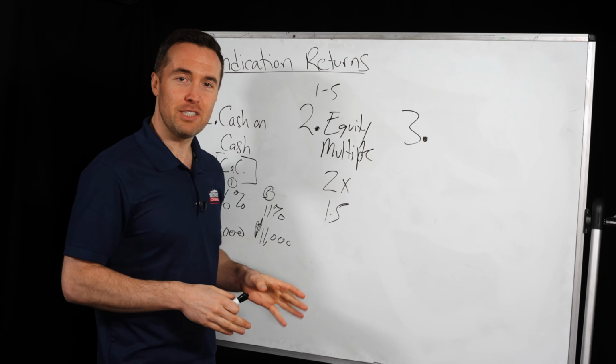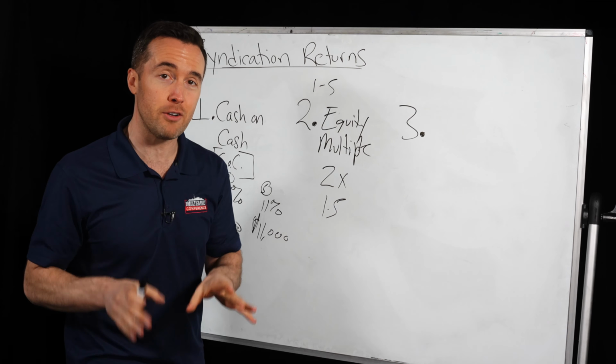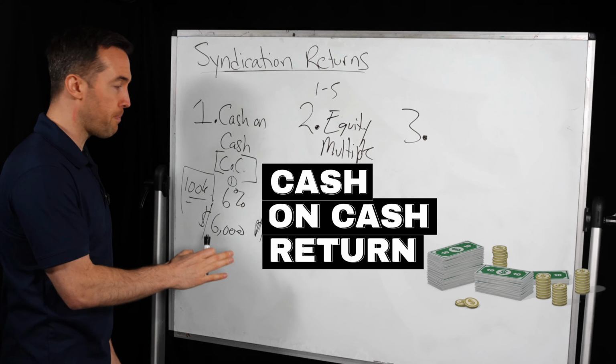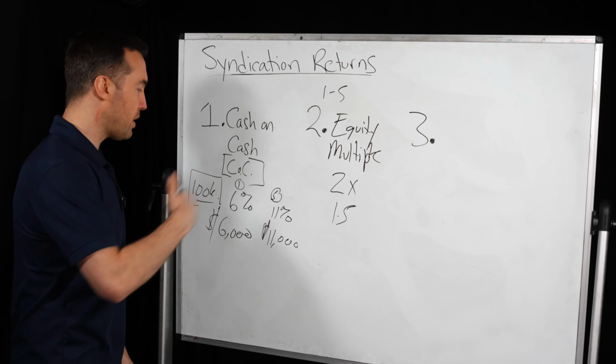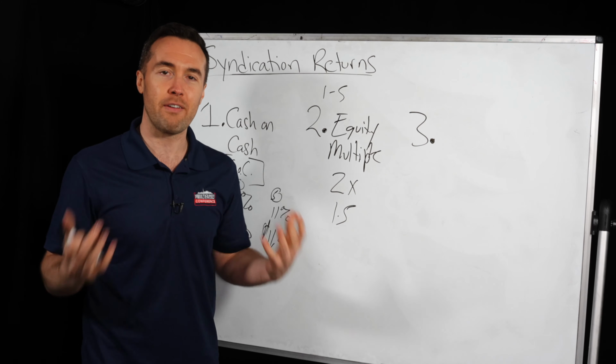And last but not least, we have a metric that is very important, but is often misunderstood by beginner investors. Cash on cash return is rather simple. Hey, I invest this much. What do I get back out of it? Equity multiple, how much is my money growing over the lifetime of the deal?